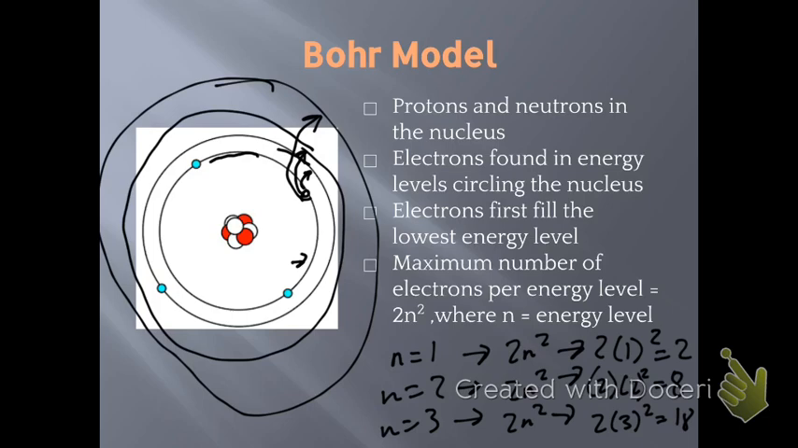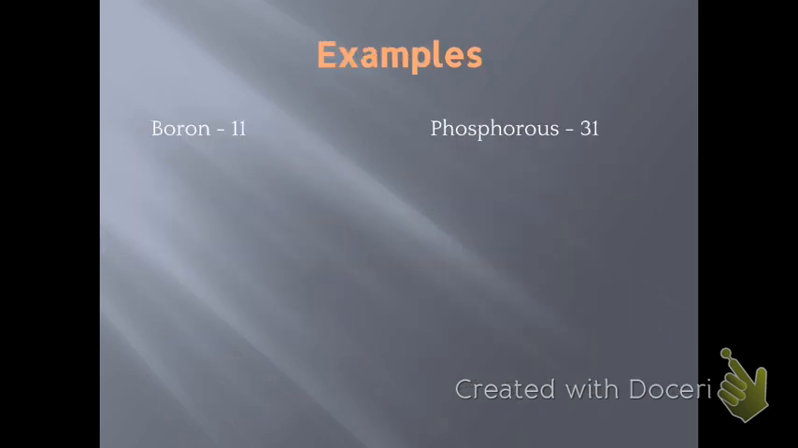All right, so let's do a couple examples of Bohr models. So we're looking at boron 11. The first thing I do is determine the number of protons, neutrons, and electrons. Boron, according to your periodic table, should have atomic number 5. That's right. So it has 5 protons, and since the mass number is 11, the neutrons should be 6, and the electrons, since it's neutral, should be 5.